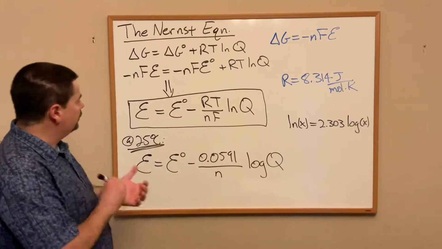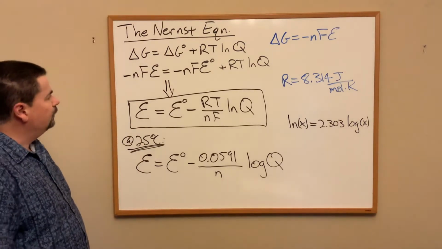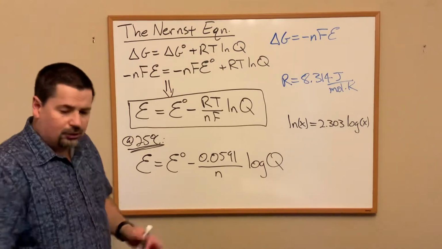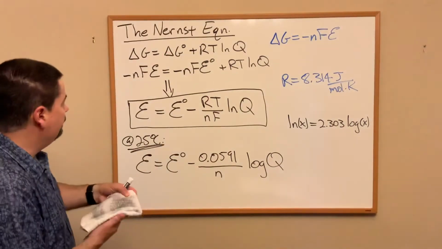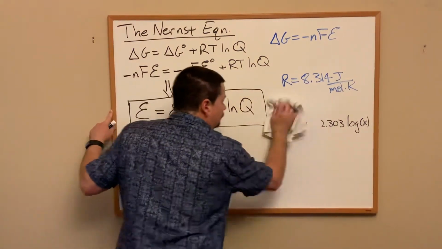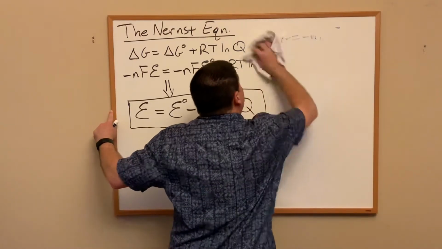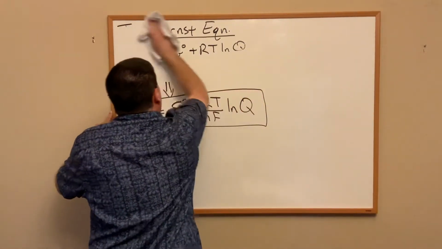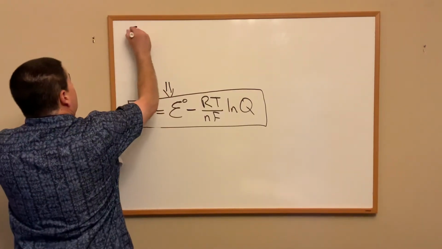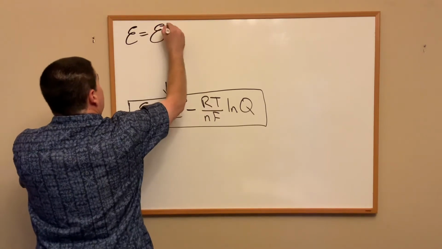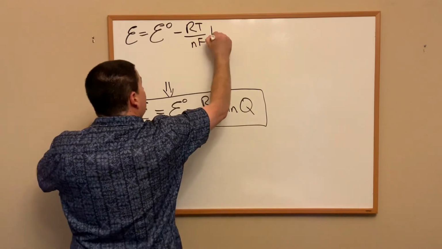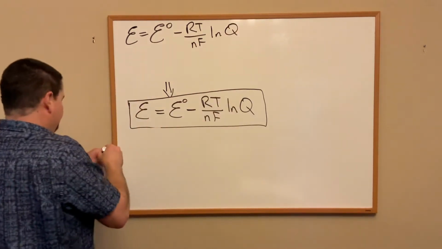Now, let's take a look and see if we can say something smart about this. So let me erase here, and then I'll rewrite the Nernst equation. Let me just copy it down here. So E equals E naught minus RT over nF ln of Q.